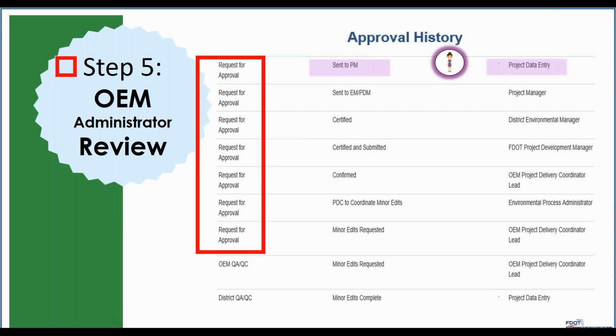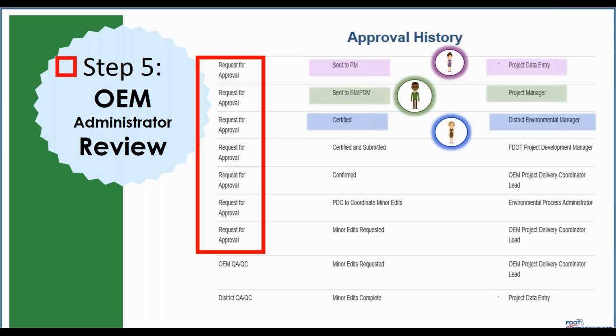The EDS form request for approval will then be sent to the project manager in a similar fashion as the initial review form did. The project manager will review and certify it's ready for approval. This will then be sent to the district environmental manager and SWEPT. The DEM will certify that they have reviewed the changes and believe it's ready for OEM approval. Once that's certified, it'll be sent to the project development manager, who will certify and submit it to OEM.